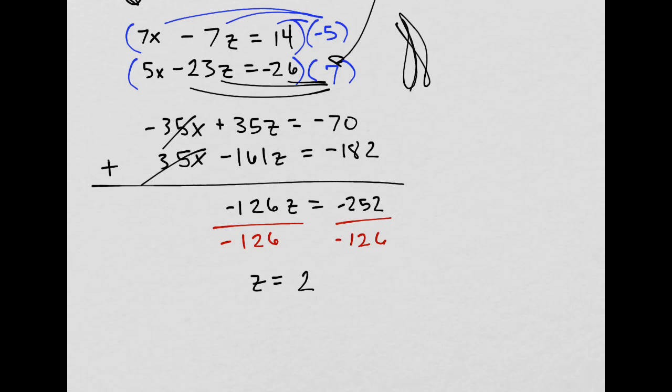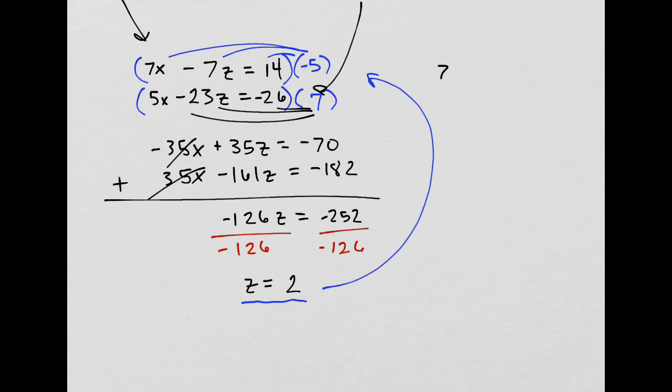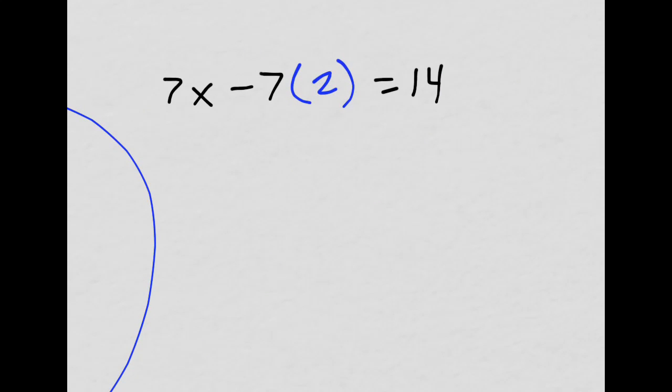Because if I plug in the z there, then I get, I'll make the z blue. If I plug in z there, I can find x. Once I find x, I'll also have z. Then I can go back to the original 3. So this, I'm going to plug in up there, and I get 7 times x minus 7 times 2, and it's a positive 2, equals 14. Then I'll just solve this equation. So what will this be? 7x minus 14 equals 14.